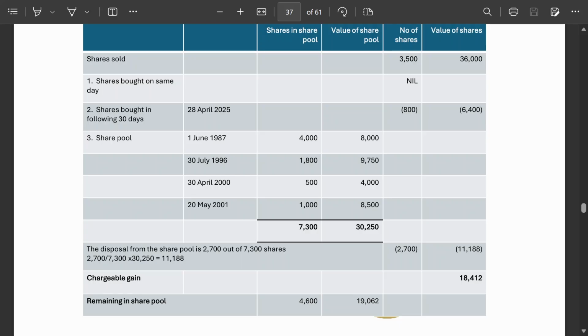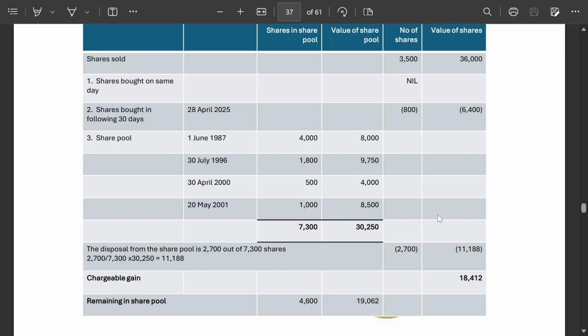So you have to find out what proportion of 7.3 is represented by 2.7. Very simple, logical calculation. The cost of the whole block of 7.3 is 30.25, and you are taking 2.7 out of that block. So you take 2.7 by 7.3. That's the percentage of the shares out of the pool that you're taking. Therefore the cost of those 2.7K shares is 2.7 divided by 7.3 times the cost of the pool. That gives you a figure of 11,188.